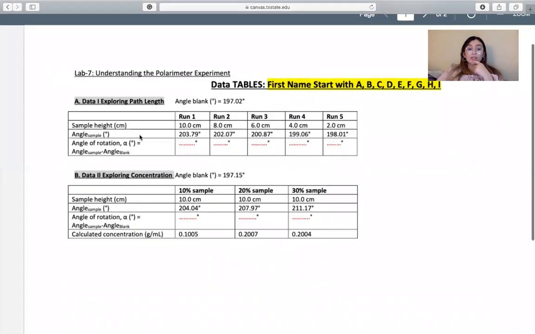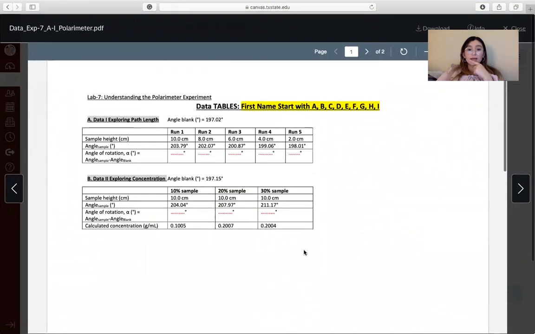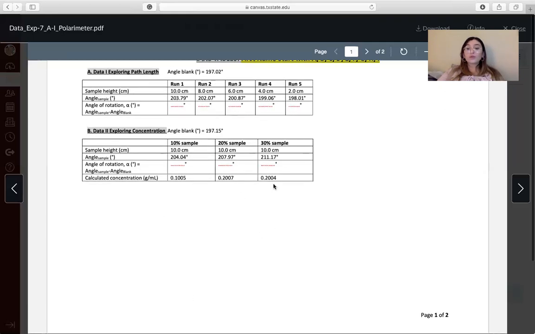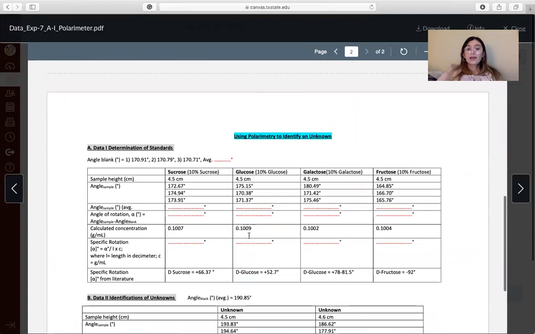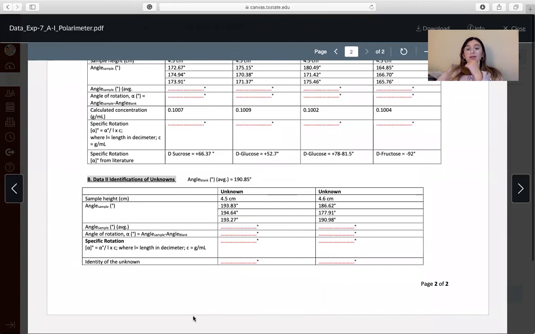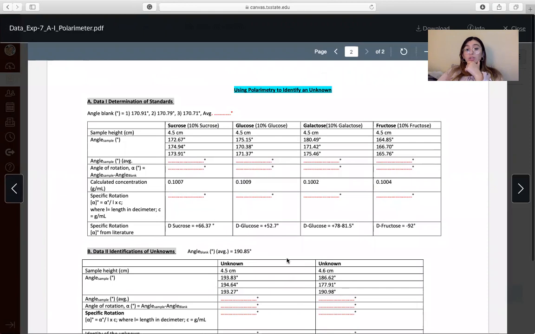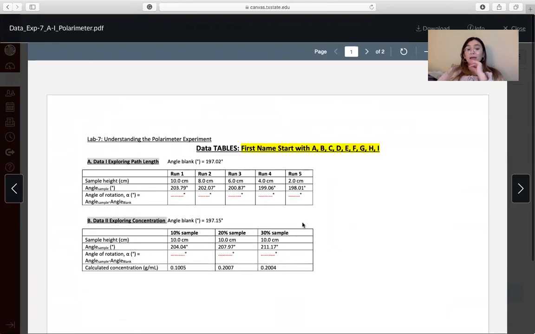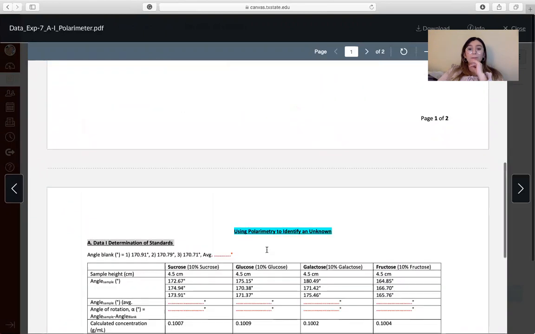For example, right here where it says angle of rotation, angle sample minus angle blank, you need to show that you're subtracting this by this separately. So what I would do is do your two tables, and right below your two tables, do all the math for that section. And then go ahead and do this part, do your tables, and then do your math for this whole section. This whole section definitely has more math, so you definitely need to include math for this section, no matter what. This part, it's easier math, but you still need to include it.